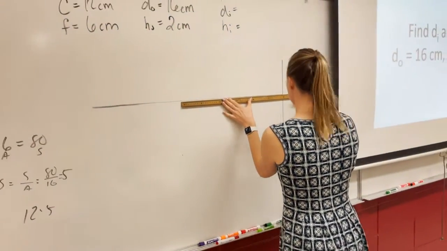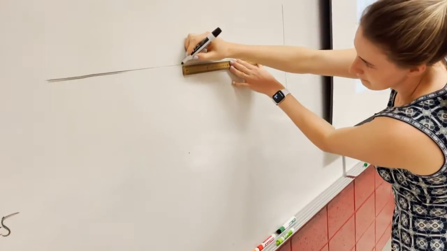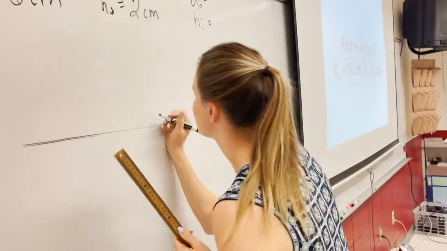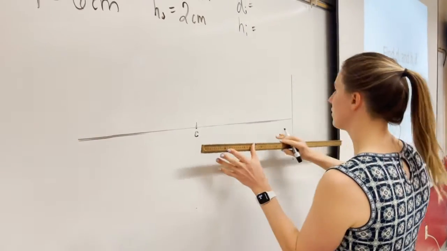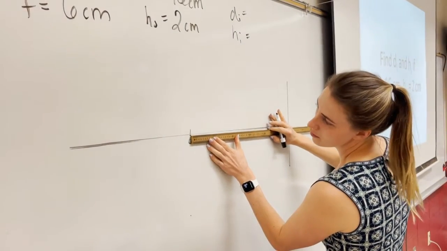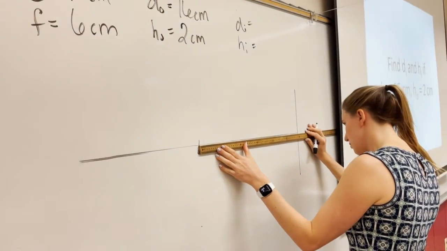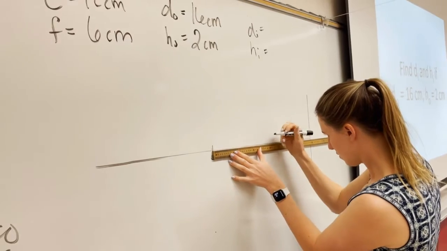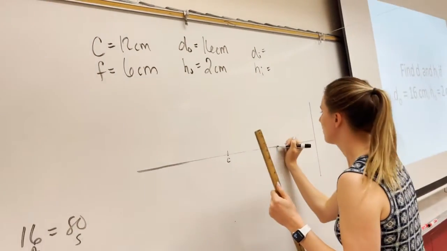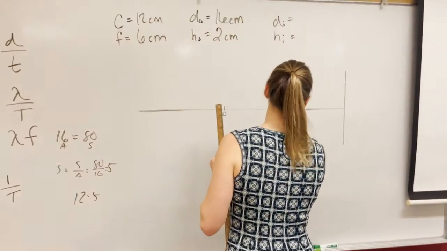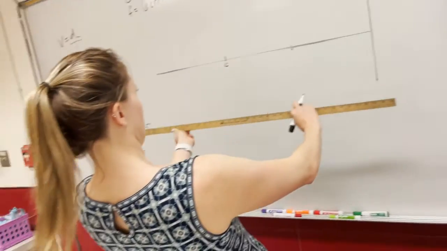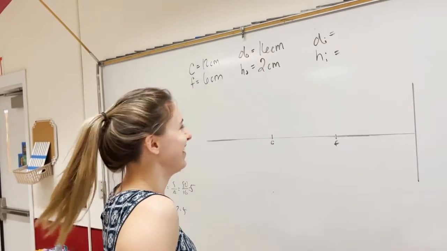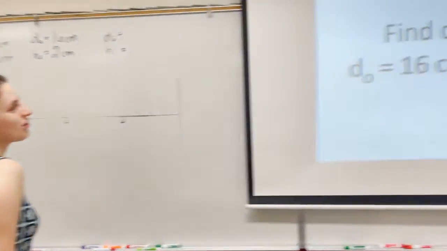So the center of curvature is at 12 centimeters, and the focal point is at 6. So draw your focal point, draw your center of curvature, and label them. Right there. Oh, that doesn't look like it's in the middle, does it? It's just your line gets wider and smaller. Okay, so what next?